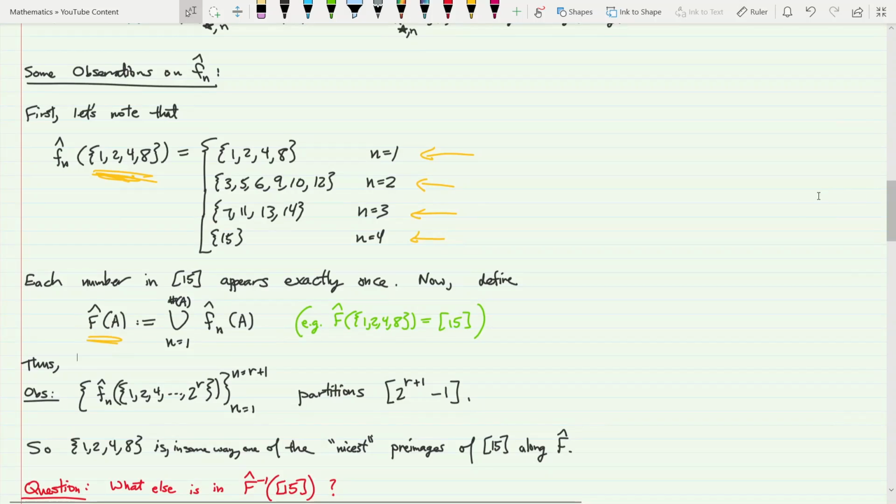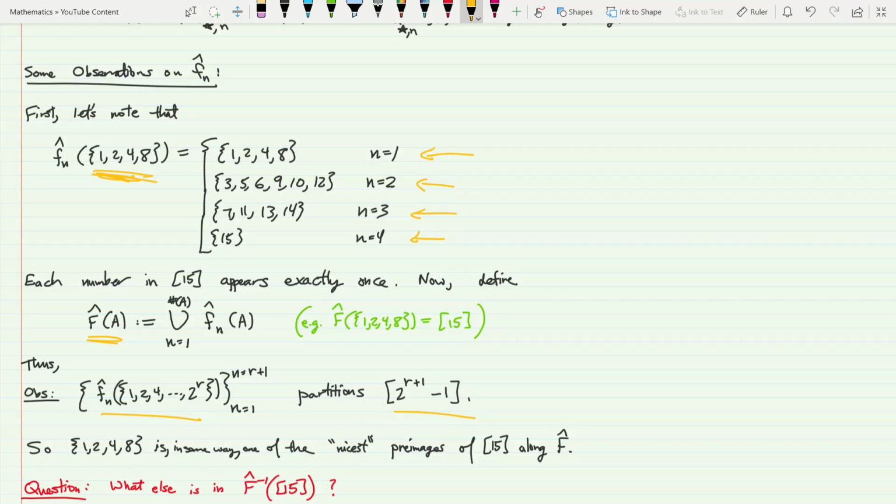There we go. So the observation is, of course, if you go up to any power of 2, it partitions this set. I think we all see that. You can count in binary. So in other words, this {1, 2, 4, 8} is one of the nicest preimages of {15} along capital F hat.